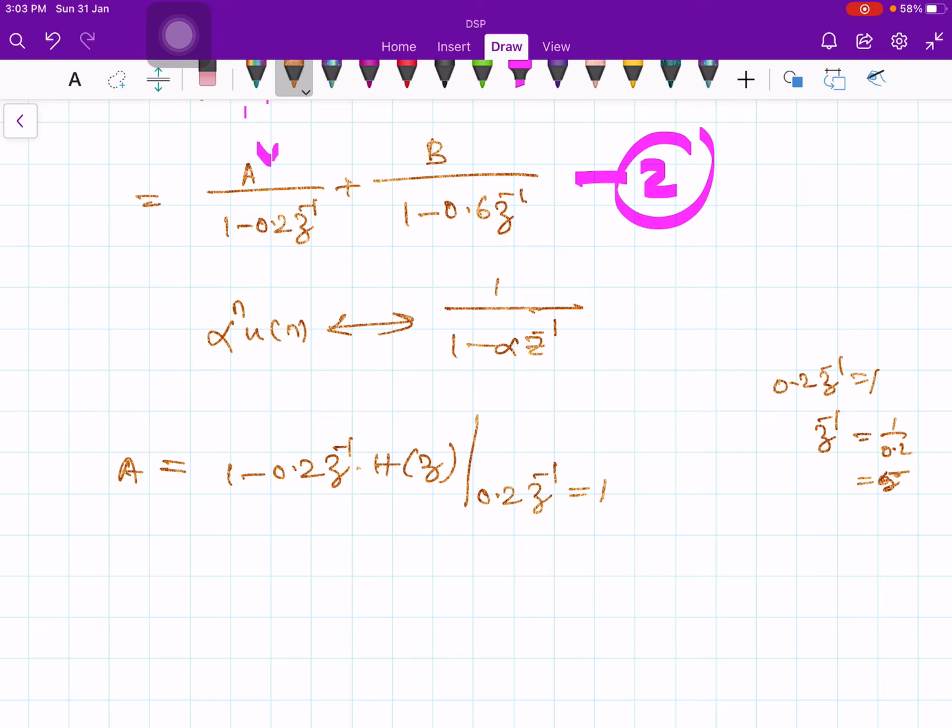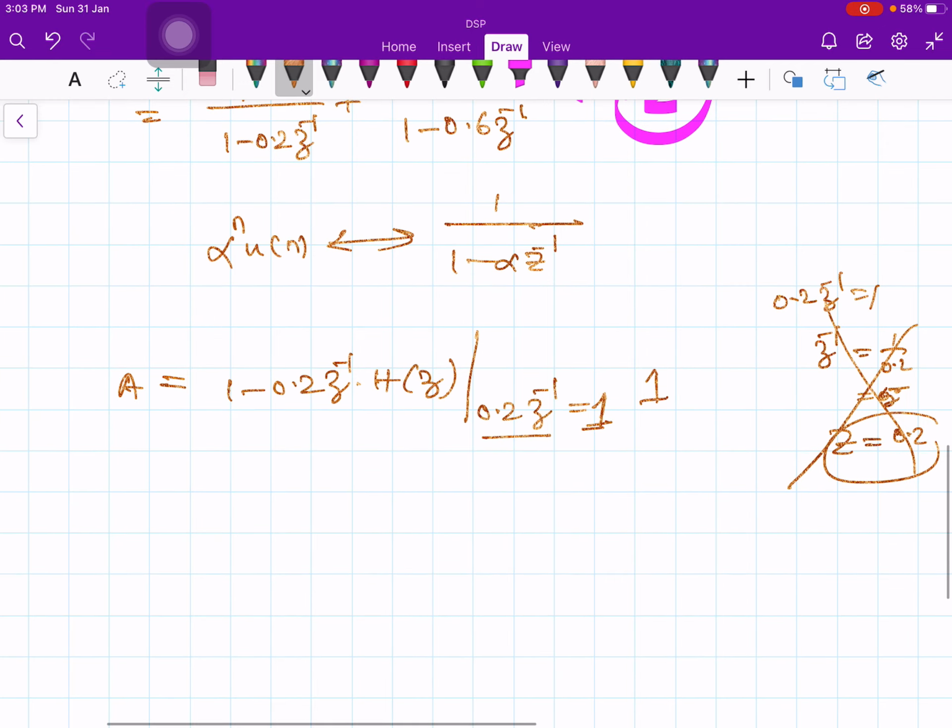Or you don't compute z equal to 0.2 like this. This is a tedious method. Don't go that way. Straight away you substitute: wherever you find 1, there you substitute 1 by 0.2 z inverse. That's all. It's a very simple calculation. Therefore, 1 minus 0.2 z inverse multiplied by H of z.